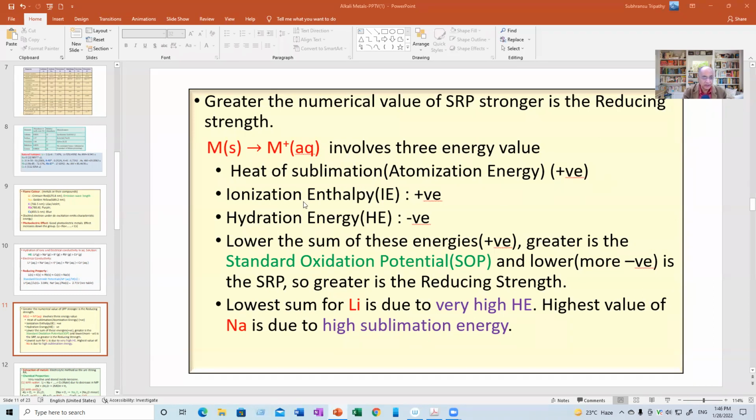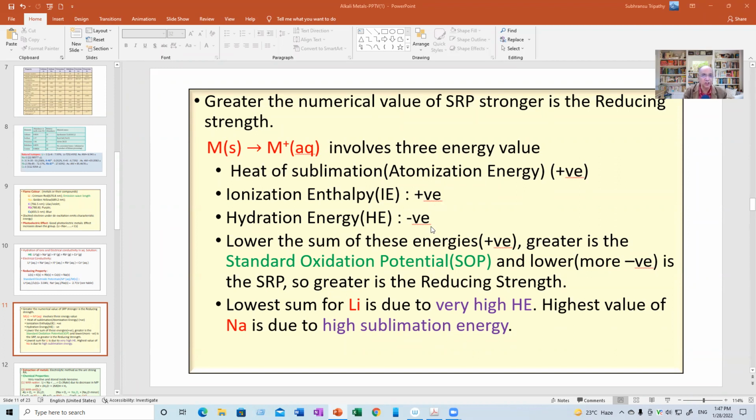Then you pluck out an electron from each atom to make it a positive ion. That is called ionization enthalpy. That is also positive. And finally, the negative term: when the ions from the gaseous state are plunged into the water, they get hydrated and produce a large quantity of energy. But the sum of these three energy terms is not negative. It is still positive because there are two positive terms. The negative term cannot supersede and make the net energy change negative.